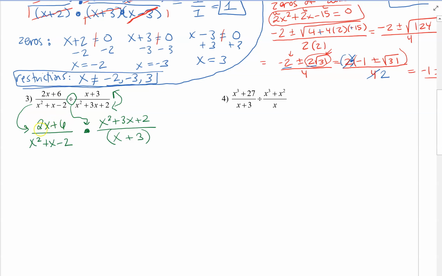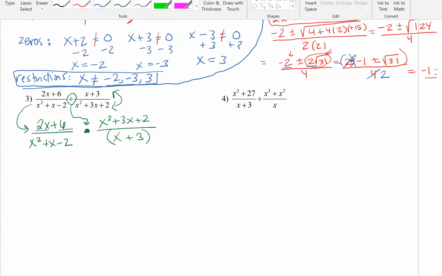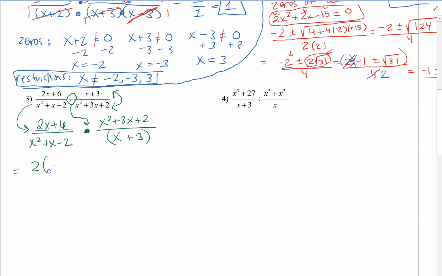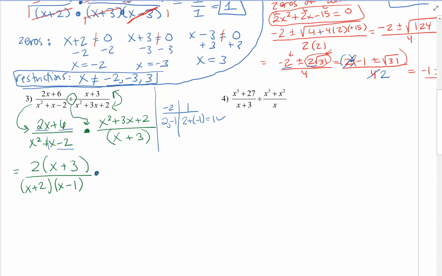So over here, the 2x plus 6, I notice I can take a 2 out between the 2 and 6. So this becomes 2 quantity x plus 3. In my numerator, I just need to find two numbers that multiply to negative 2 and add to 1. So for this one, it would be positive 2 and negative 1, because if I multiply them, I get negative 2, and if I add them, I get 1. So I'm going to factor it into those two factors, x plus 2 and x minus 1. So this first fraction is finished.